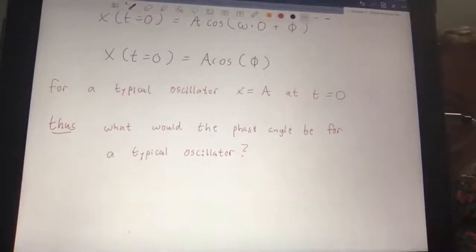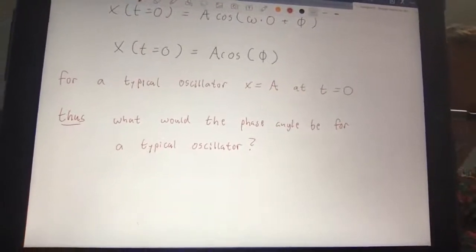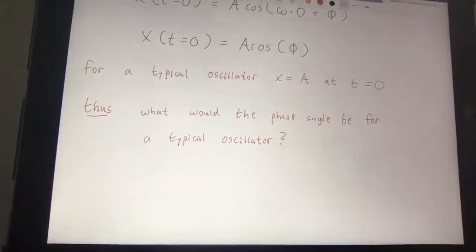Okay. But we have to be able to answer this question. I don't think your phase angles will ever make sense if we can't answer this question. And if we can, then I promise you it'll be like the floodgates opened and it will all make sense. So here it is. For a typical oscillator in which x equals A at t equals 0, what is the value of the phase angle? And the phase angle is phi, by the way. That's the name of it. Take a minute and think about it.